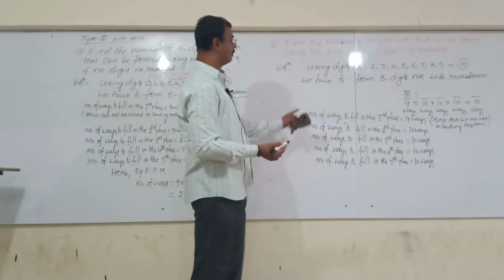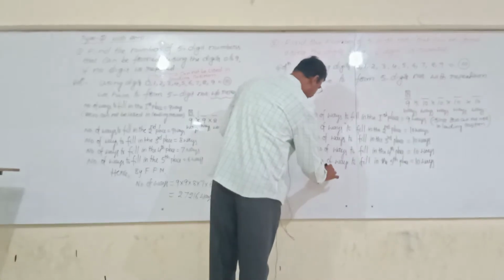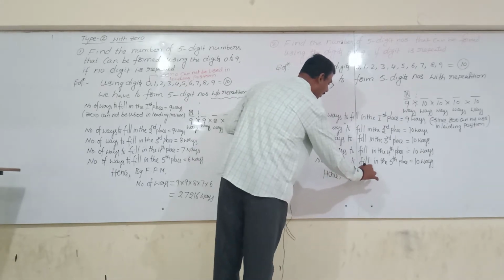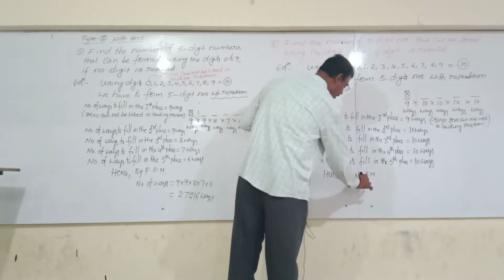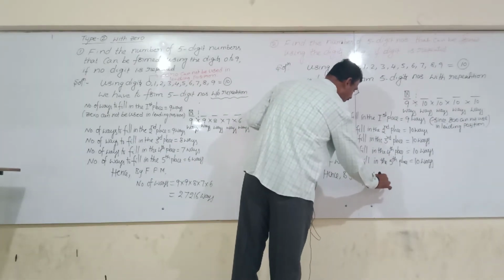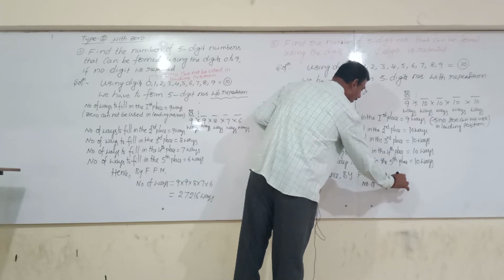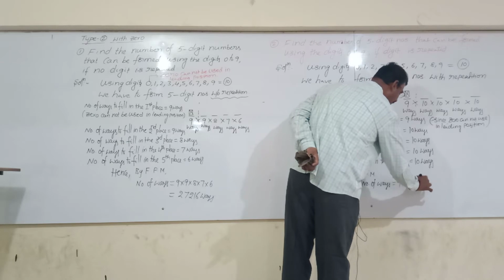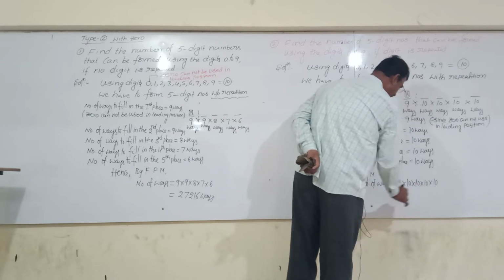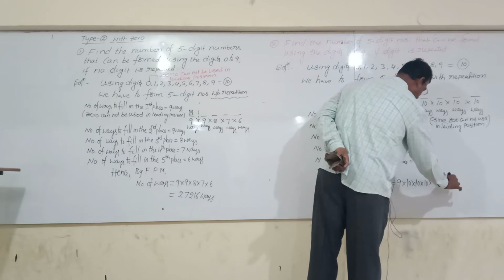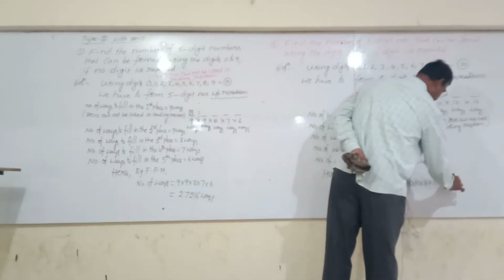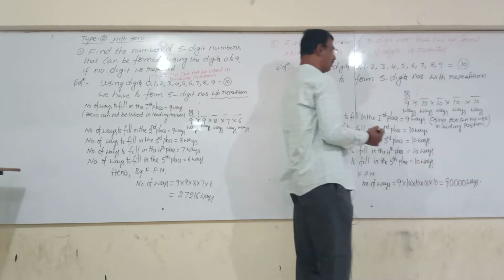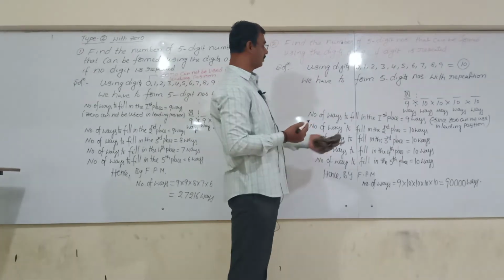Now what to do? Using the multiplication rule. Hence, by the fundamental principle of multiplication, the total number of ways is equal to 9 into how many tens? 4 tens: 1, 2, 3, 4. This is equal to how much? 90,000. After 9 we should use 4 zeros.